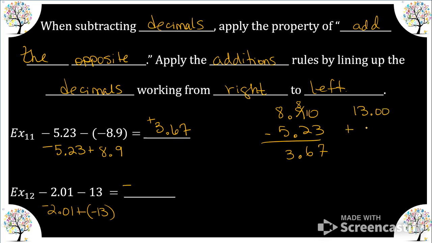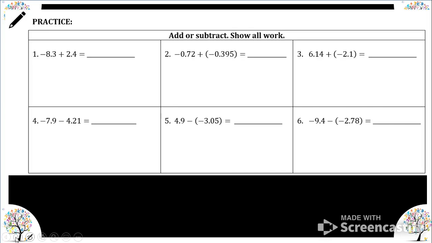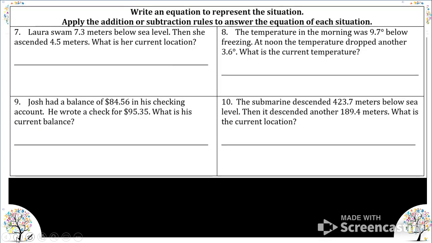So I'm going to have 13.00 and we're adding the 2.01. 0 plus 1, 0 plus 0, decimal, 3 plus 2, and 1. So negative 15.01 is your answer. Okay, pause and you practice these. Again, no calculator.